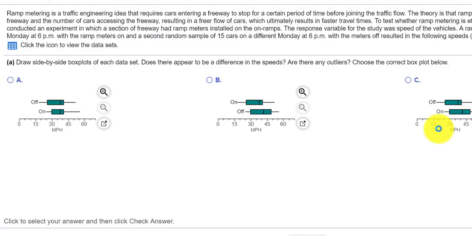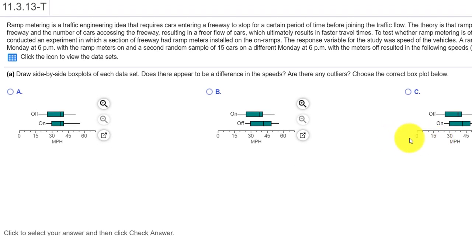So let's take a look at question number 12. Okay, looks like we have to create some box plots here. Draw side-by-side box plots of each data set. And then we're going to answer some questions. So it looks like our data is here in this table. So they're looking to determine the speed of cars entering and exiting a freeway. So think of them as entering on an on-ramp or an off-ramp.